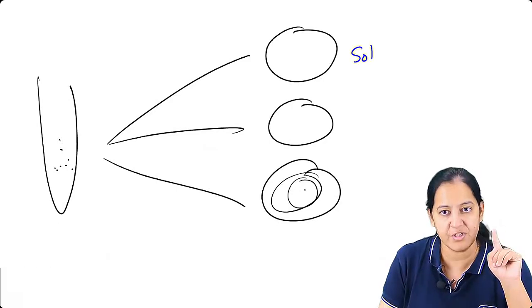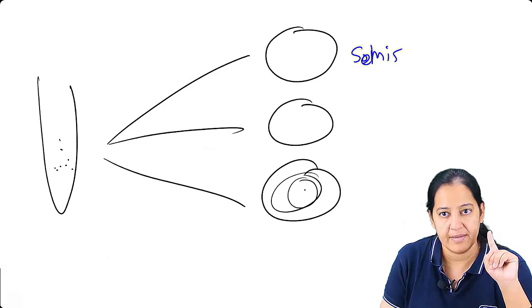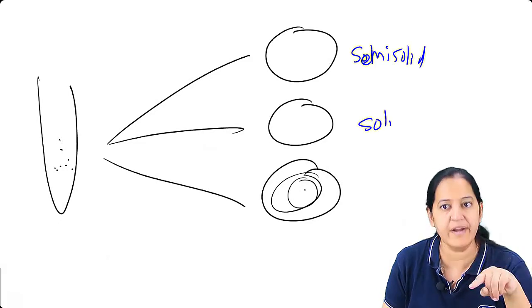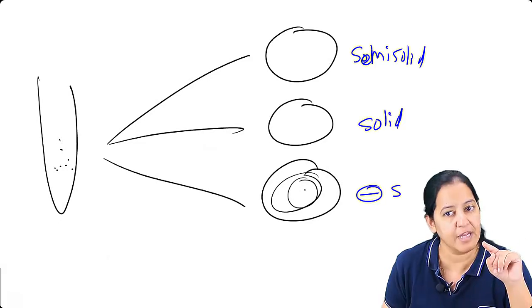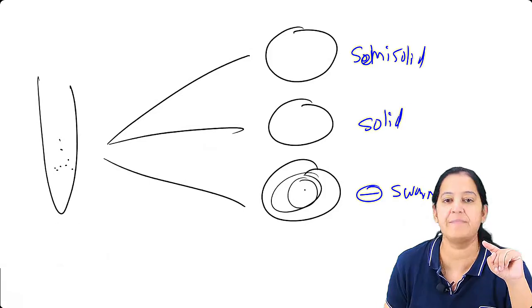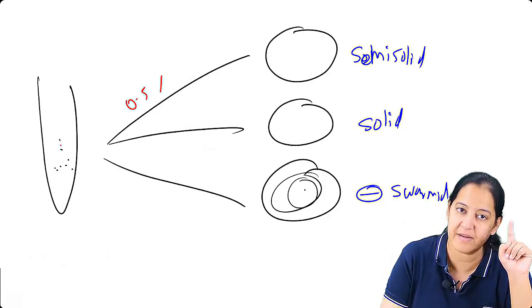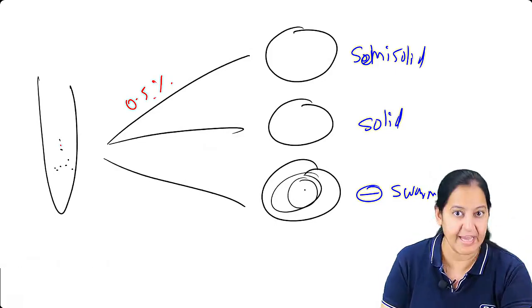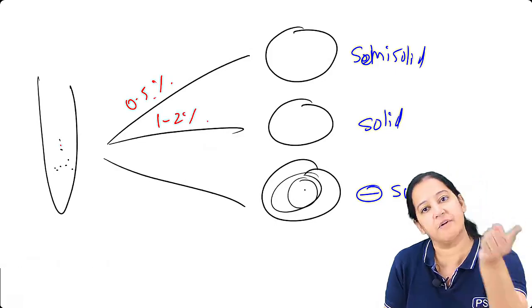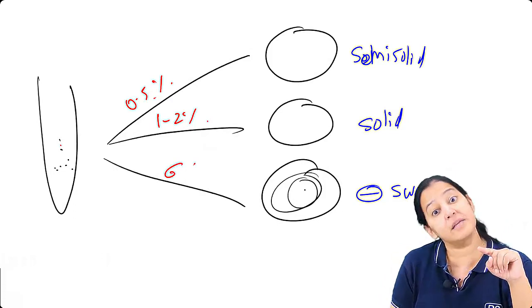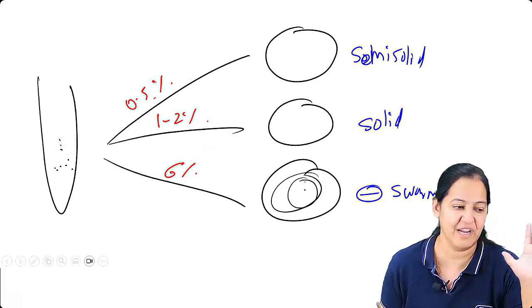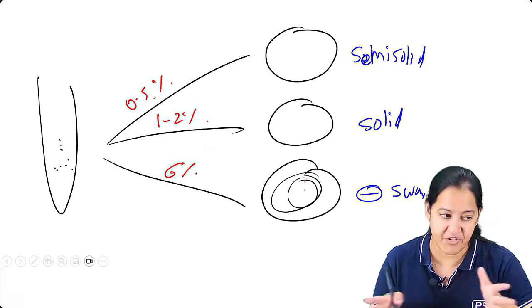Tell me the percentage in semi-solid. Tell me the percentage for solid, and tell me the percentage for inhibiting swarming. The 3 different percentage. You got my point? So in liquid, if we add 0.5% agar, it will become semi-solid. In liquid, if we add 1 to 2% agar, it will become solid. And in liquid, if we add 6% agar, swarming will get inhibited. It will become stony hard and bacteria cannot move on that.